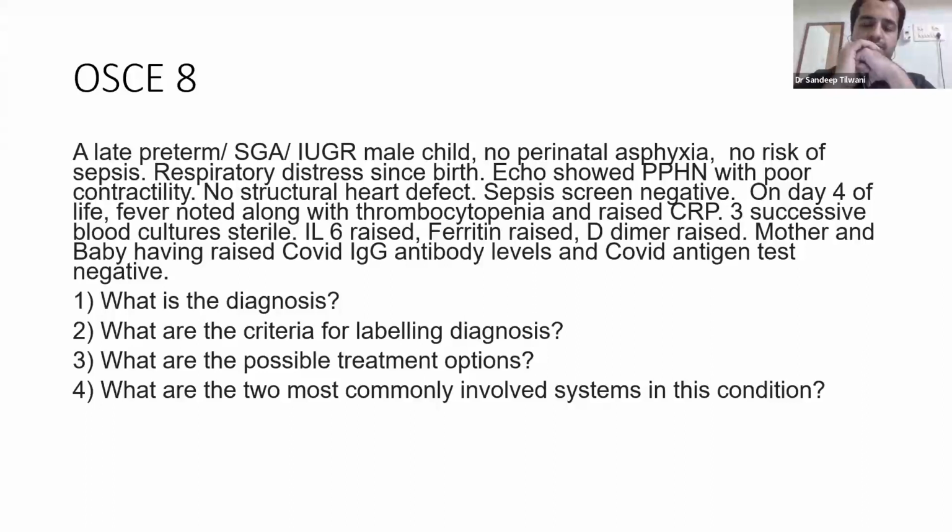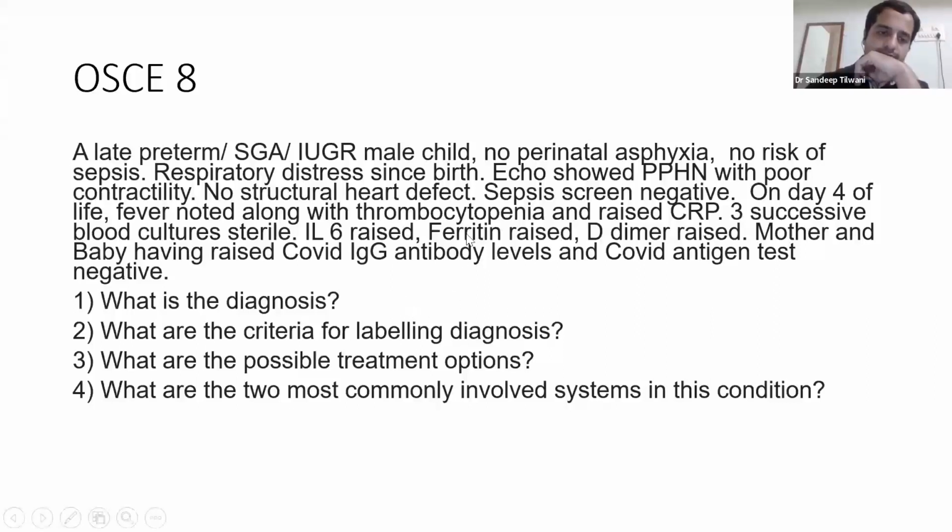Sepsis screen was negative. On day 4, fever was present with thrombocytopenia and a raised CRP. Since there was a suspicion of sepsis, blood cultures were sent, but 3 successive blood cultures were sterile. Interleukin 6, ferritin and D-dimer, all 3 were raised. Then for both mother and baby, COVID IgG antibodies were sent, and they were found to be raised with a negative COVID antigen.